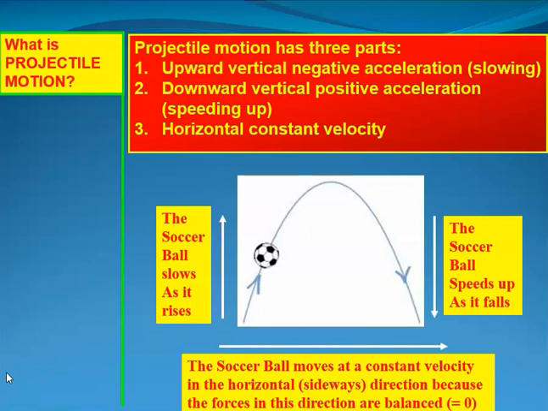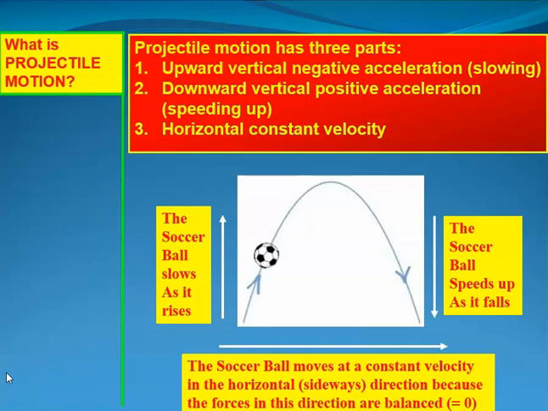And this is the one that some students find tricky: is it speeding up or slowing down as it goes from left to right? The soccer ball moves at a constant velocity in the horizontal sideways direction because forces in this direction are balanced. They're zero. In other words, once the ball leaves your foot, there's no force pushing it to the right any longer. If there's no force, that means the forces are balanced. Then that means it's going to be moving at a steady or constant velocity along the ground.